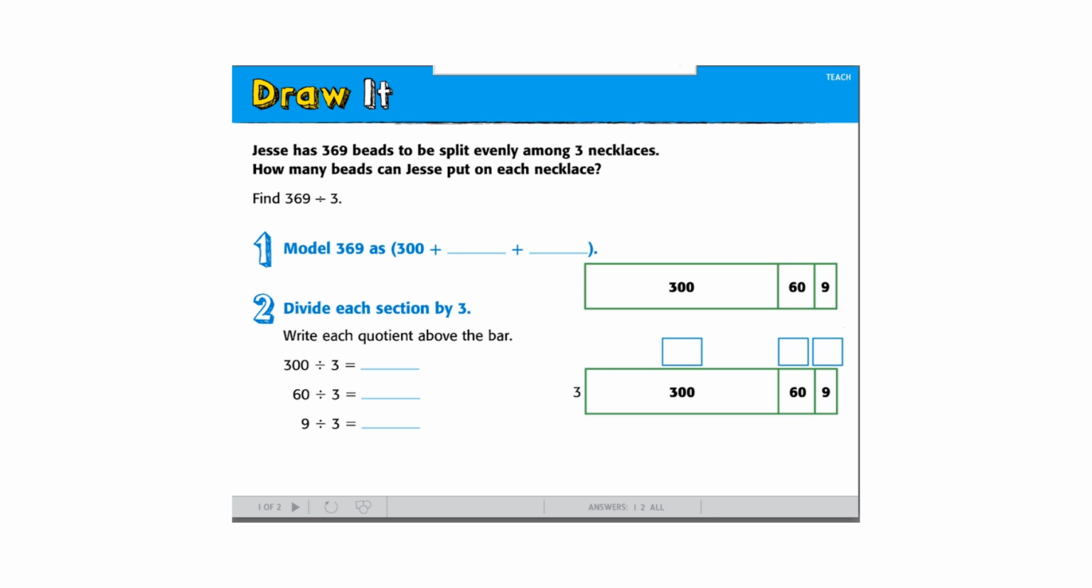So look at your paper, the draw it page. This one is using the distributive property.